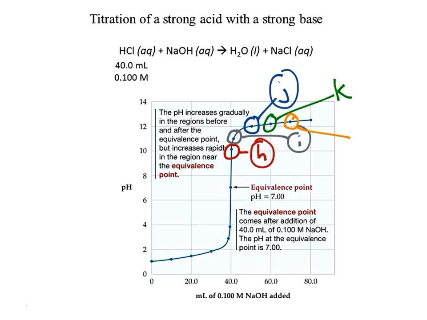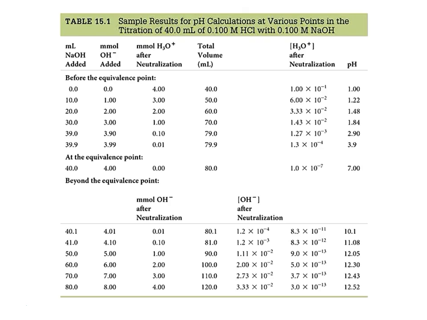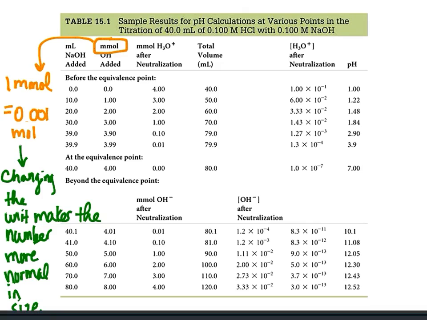So we didn't do this in class. It's a rather tedious calculation, but it's shown here for your titration enjoyment. These values are all in the data on this data table. So remember there are two parts of the table because the top half of the table is before the equivalence point, the bottom half is after the equivalence point. They use millimoles again because 1 millimole is easier to say than 0.001 mole. So changing the unit makes the number more normal in size so that you can just say 1 instead of 0.001.